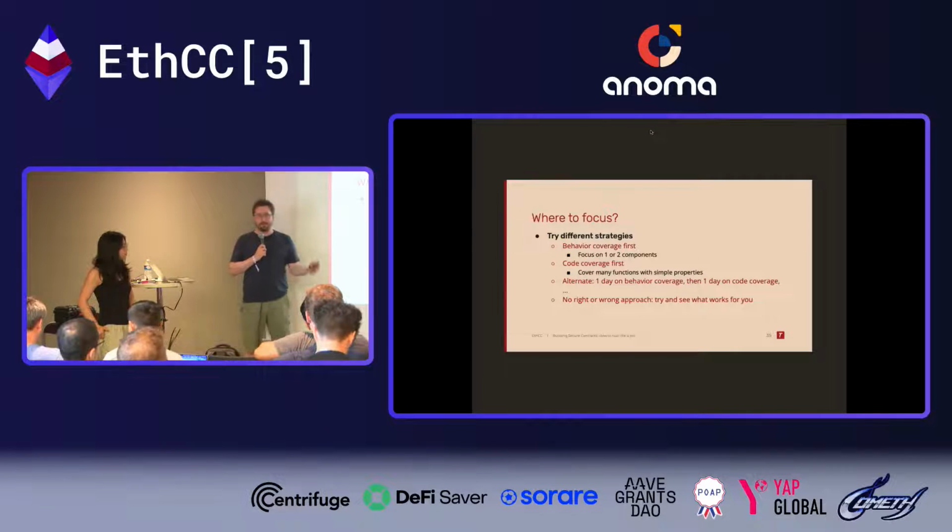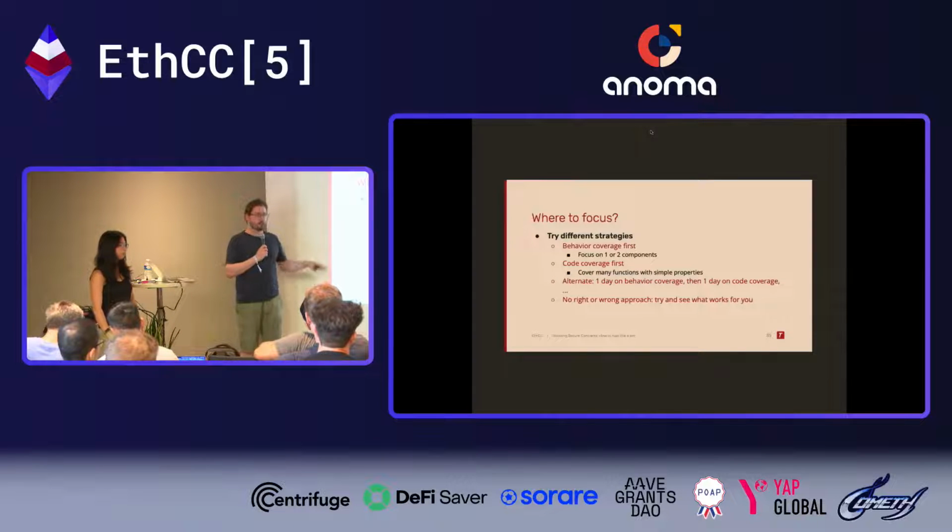And you can iterate. You can start by spending maybe 1 day on code coverage. You're going to try to cover as many functions as possible with really simple invariants. After 1 day, when you have some intuition and some understanding of the system, you can focus on a specific component. Maybe a math library, maybe some bookkeeping, maybe something a bit more complex. And you go in depth. You try to write as many invariants for this specific function or component as you can think of.